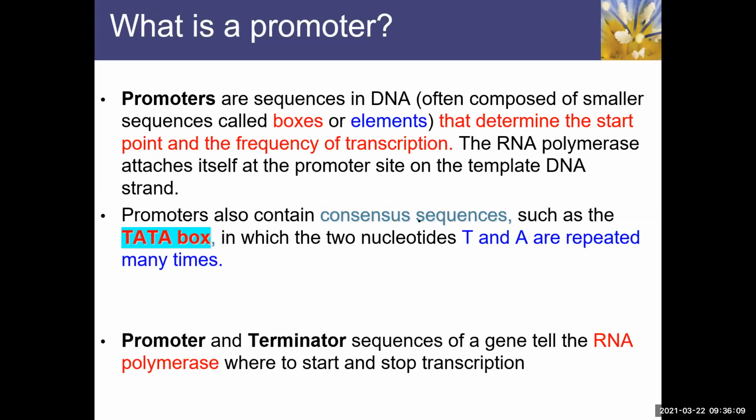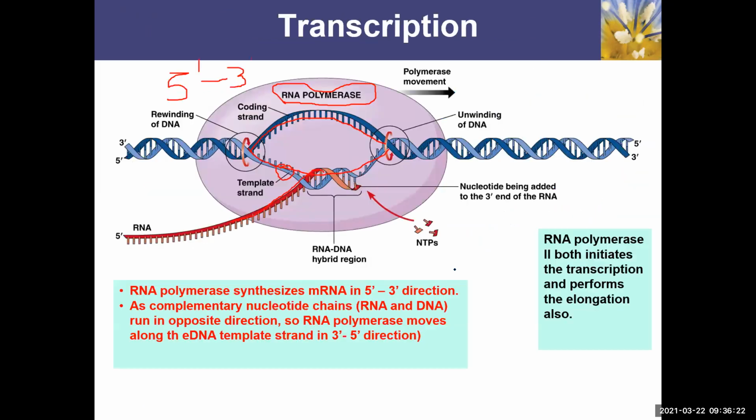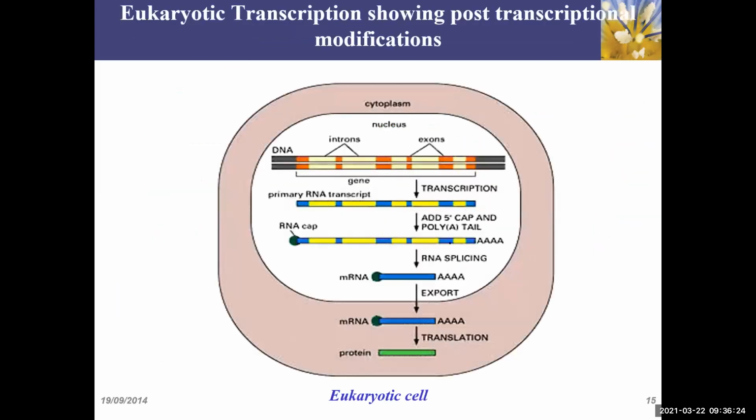Now we have to remember that one of the basic differences between prokaryotic and eukaryotic transcription is that there is no post-transcriptional modification in prokaryotes. Once the RNA is formed, it's done. First of all, you know that it's not formed in the nucleus. The prokaryotic RNA is formed in the cytoplasm. However, for the eukaryotes, the transcription takes place within the nucleus.